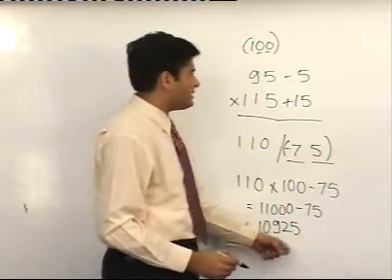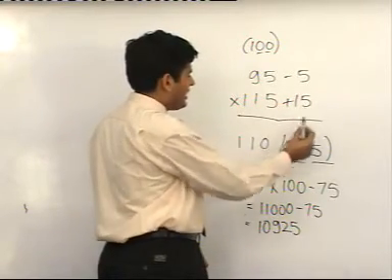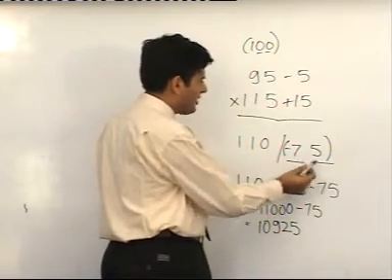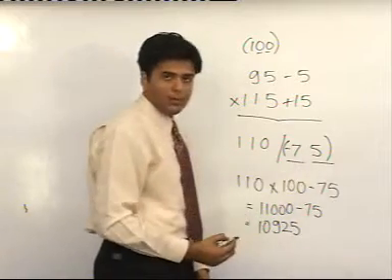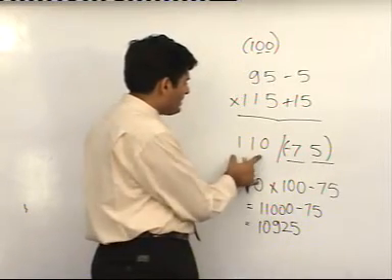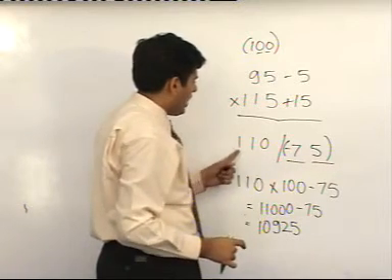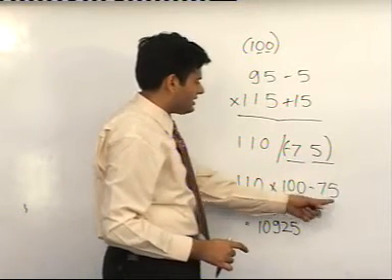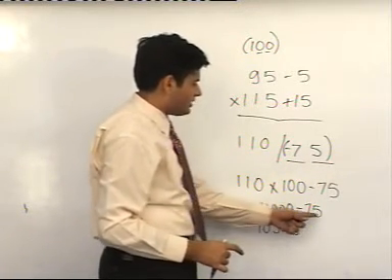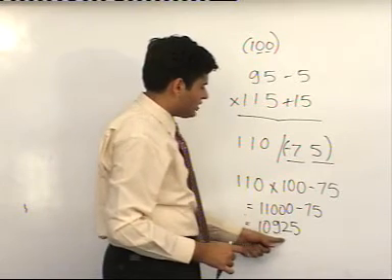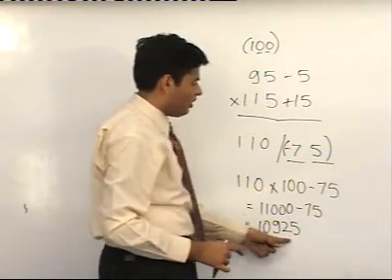Once again I will repeat, we multiplied minus 5 by plus 15, therefore we got minus 75 in the final answer, but it is not permitted. Therefore we multiply this with the base and subtract this from it. So 110 into 100 minus 75, that's 11,000 minus 75, that's 10925. This is your final answer.